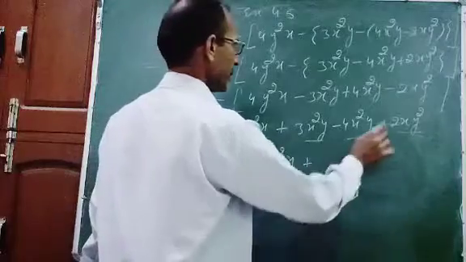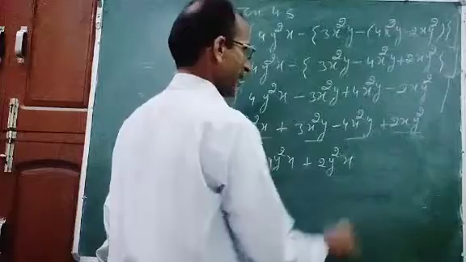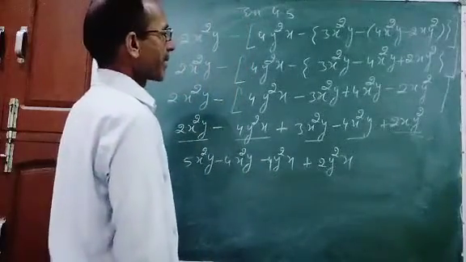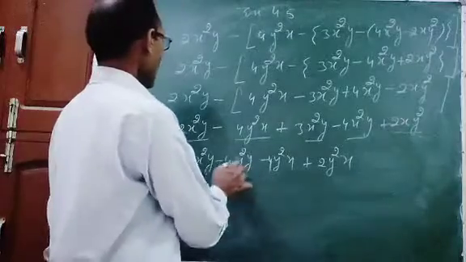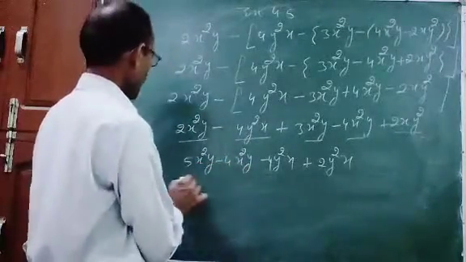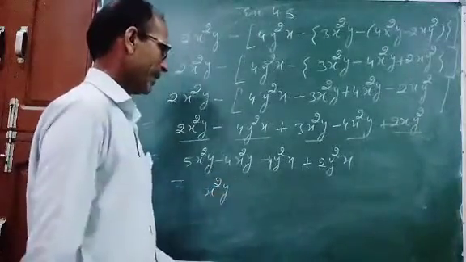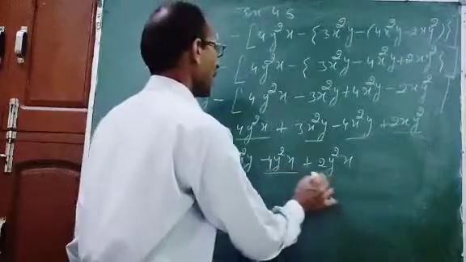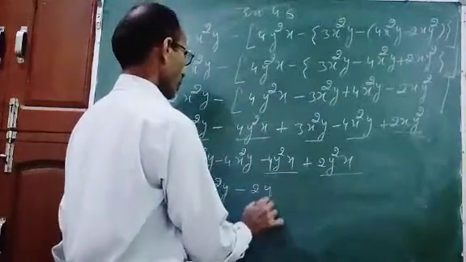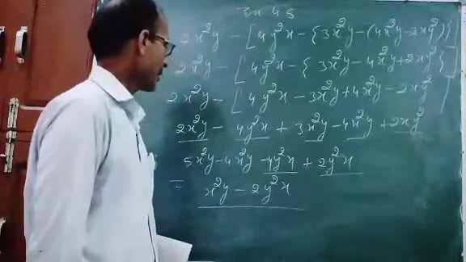Plus 2y square x. Now 5x square y minus 4x square y will be x square y, minus 4y square x plus 2y square x, which is minus 2y square x. So this is the solution.